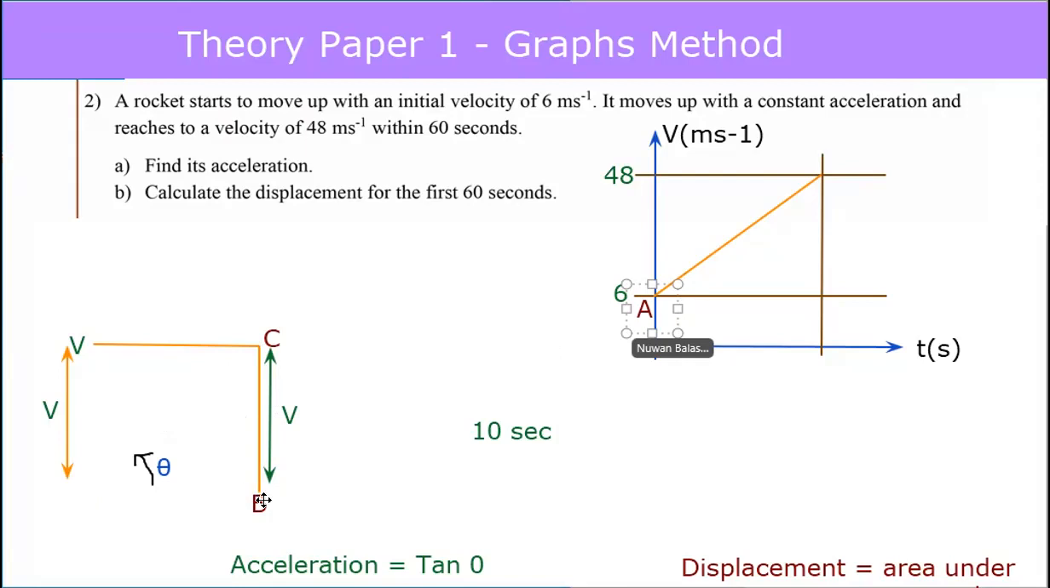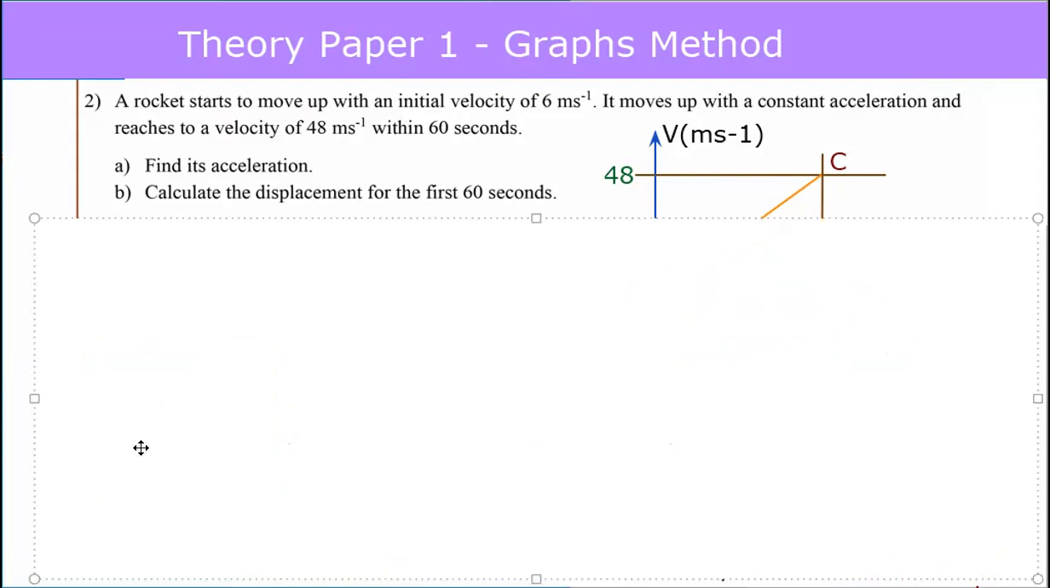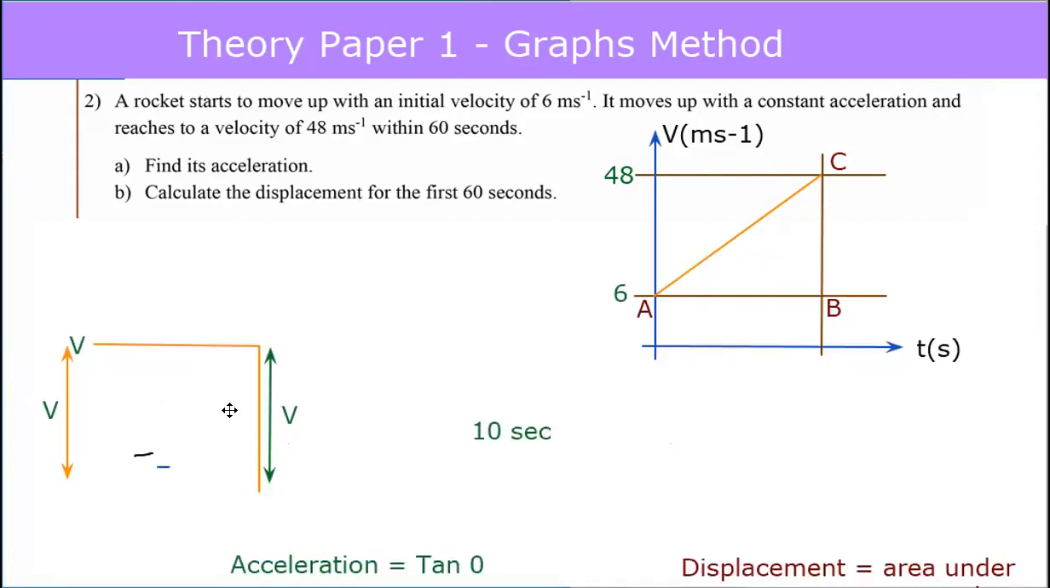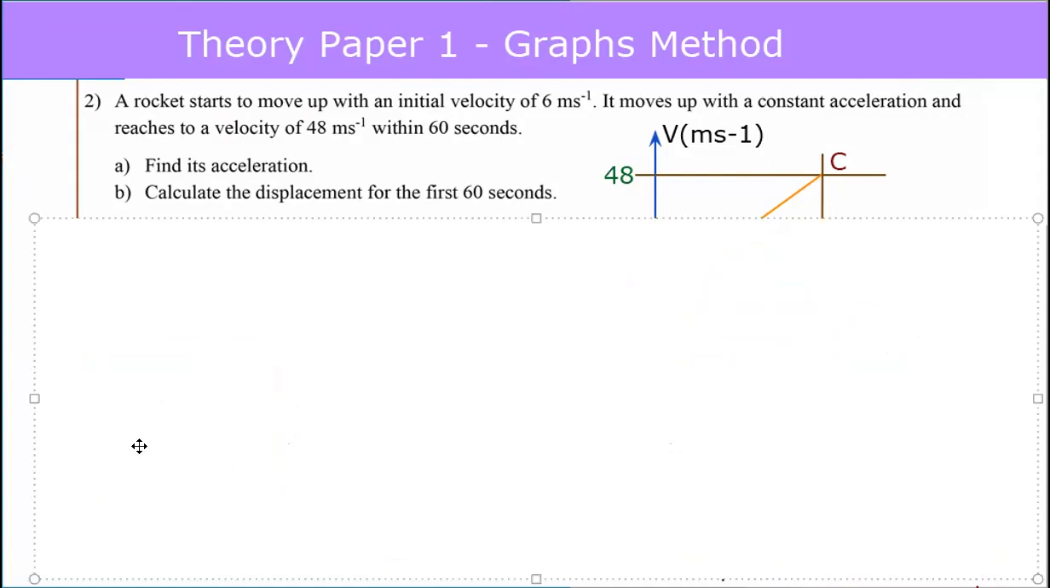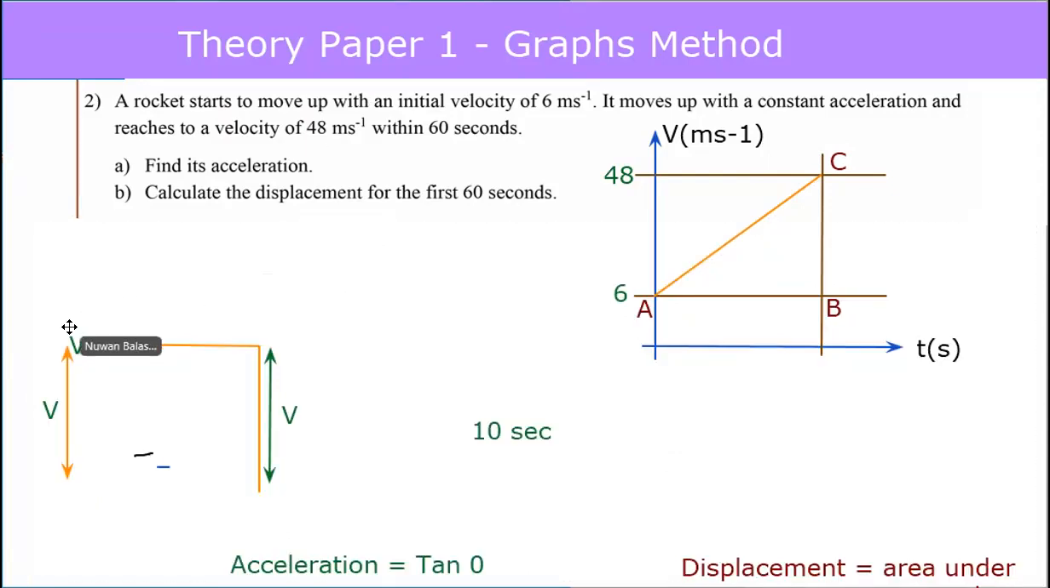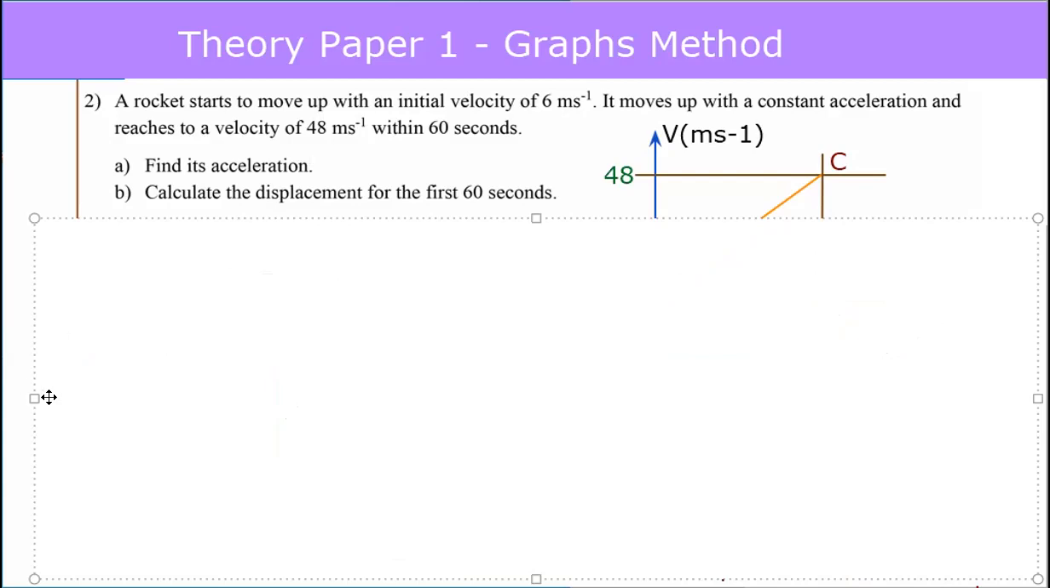And at the same time, I'll name the triangle as A, B, C. Name it as ABC, right? And I'll mark the angle as theta, tan theta, because I will need tan theta for the gradient. Start.